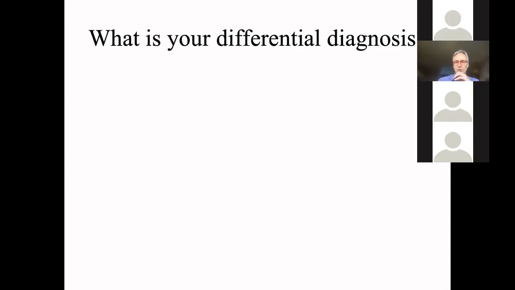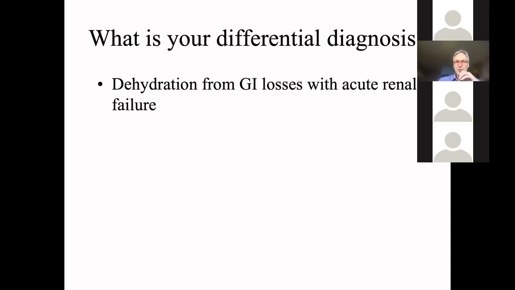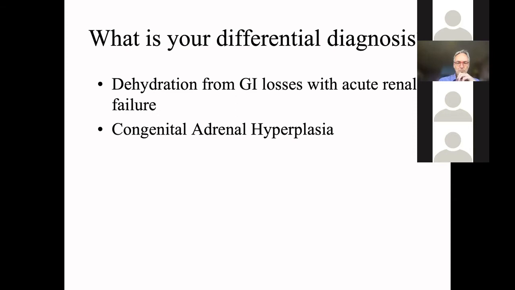So what's your differential diagnosis here? Again, just do it in your head, and then you can see if you did it right or not. Is this dehydration from gastrointestinal losses with acute renal failure? Is this congenital adrenal hyperplasia? Or is this pseudohypoaldosteronism?